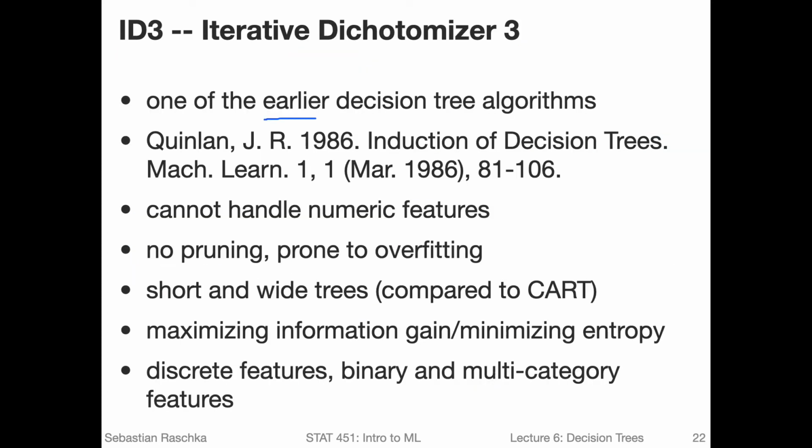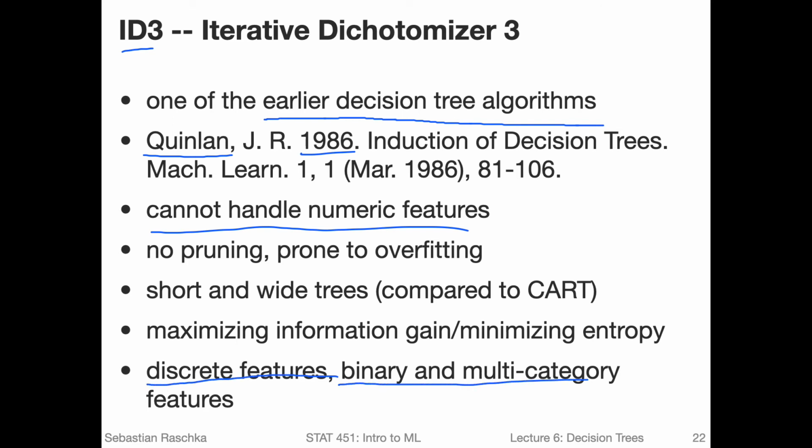So one of the earlier decision tree algorithms is the so-called ID3 algorithm, which was developed by Quinlan in 1986. The ID3 algorithm cannot handle numeric features, unfortunately. So if you have a continuous value like sepal length, this one wouldn't work. It can only work with discrete features, which can be binary or multi-category features. Also, this algorithm doesn't support pruning, which can make the decision tree prone to overfitting.